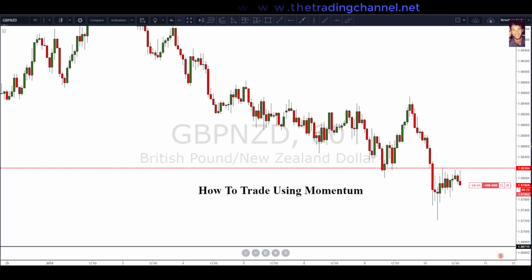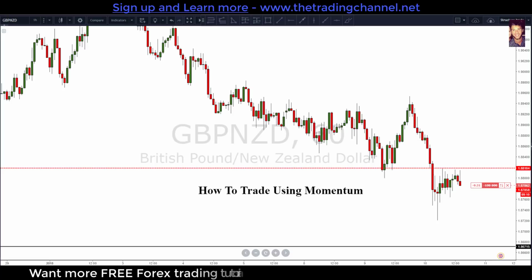Some of the most successful traders in the world trade using momentum. They understand that if a market is in a certain trend, let's say a downtrend for instance, and has a lot of momentum in that direction, that trend is more than likely going to continue unless there is a reason for that market to turn around.